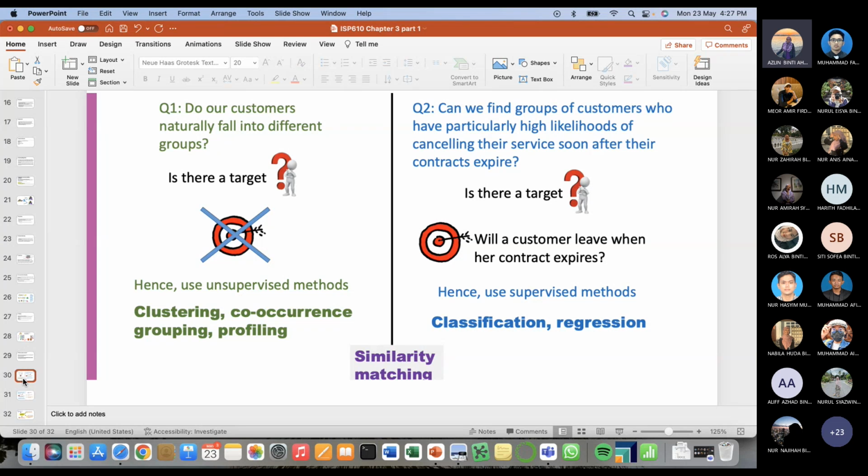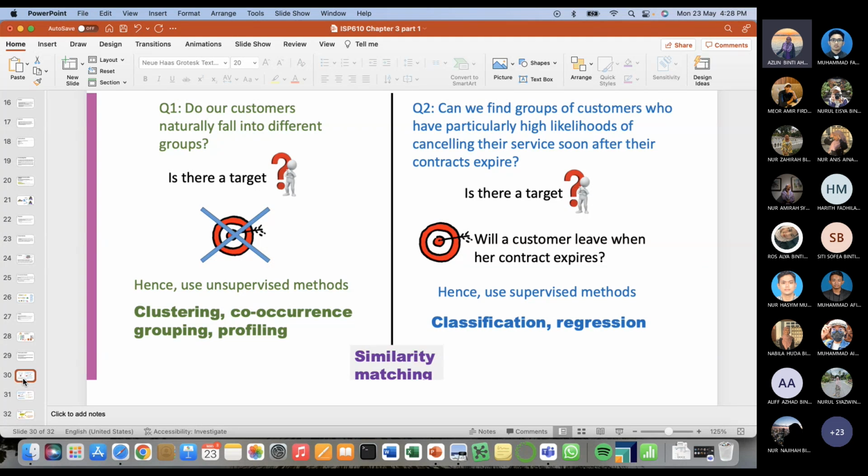So here, if you can see, kita boleh nampak dah ada target sebenarnya dekat question tu. Okay, whether the customer will cancel the service or not cancelling, ataupun dia akan stay with the company. So kalau kat situ kita ada target lah, yes atau no. Okay, therefore we can use classification or regression.